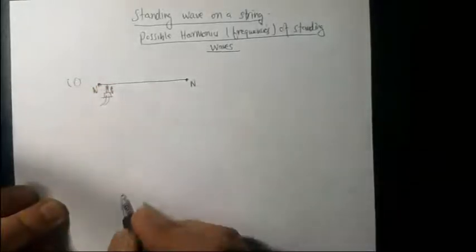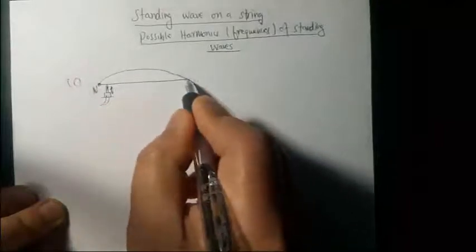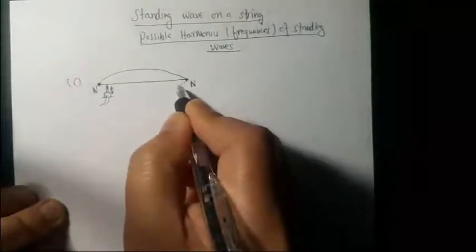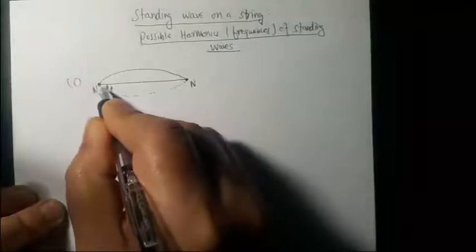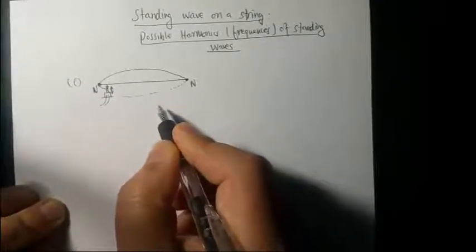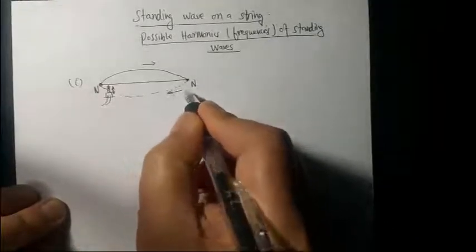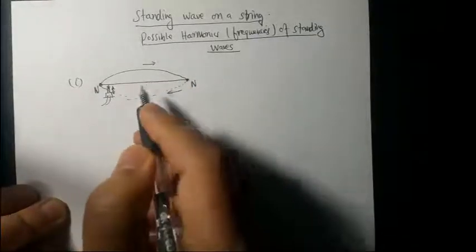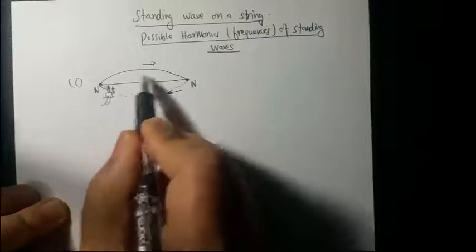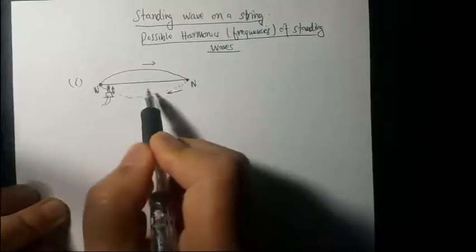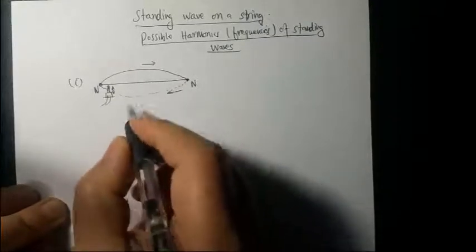So the first possible, this is node and node, and the first possible is this pattern, right? This wave will be reflected off the other end, and they form a standing wave. This is called a standing wave, right? The wave will go this way, and the wave will be reflected that way, and if the boundary condition is met, then they will form a first standing wave. This is called the fundamental or first harmonic, right?